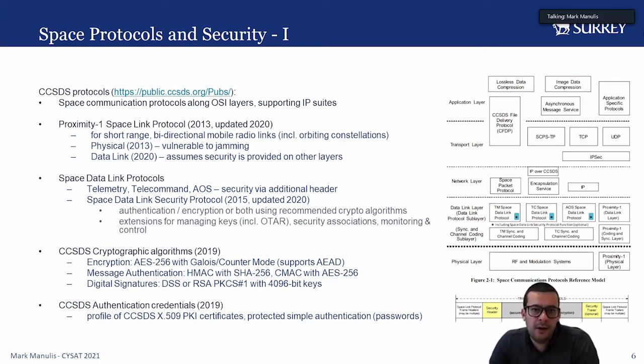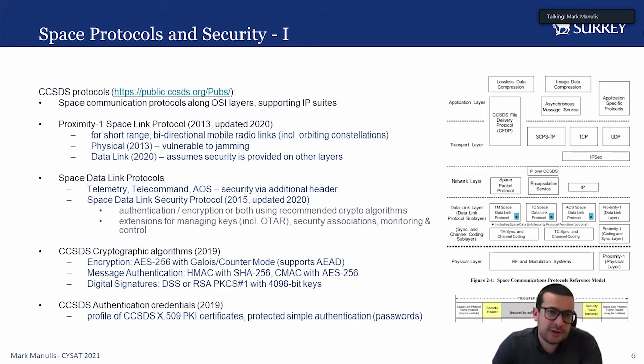issues there. But in terms of the standards, they have defined two sets of protocols. So the Proximity-1 Space Link Protocol from 2013 that was updated in 2020. And it is a protocol for short-range bidirectional mobile radio links. And they specifically say that it is also suitable for orbiting constellations. Now, that protocol includes physical as well as the data link protocol, but it doesn't include any security. So they clearly say that security is supposed to be provided at other layers.